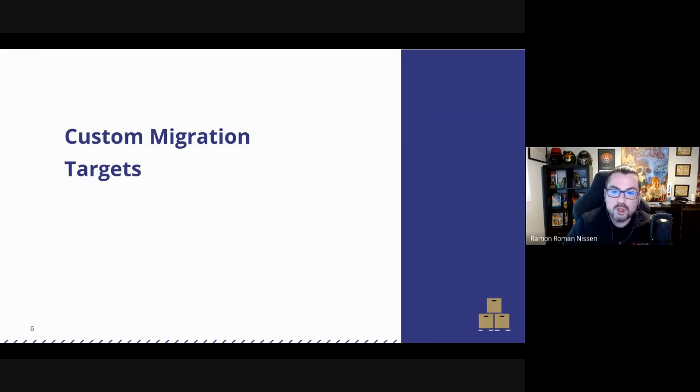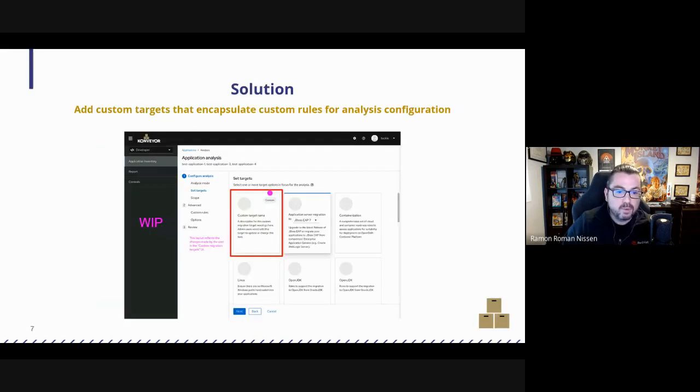So the solution for basically making the lives of these migration teams or factories easier will be to add something that we call a custom target that will encapsulate the custom rules, and then would allow the migrator to just have something pretty similar to what they already have in the set targets in the target definition screen from the analysis wizard. So it's just a matter of having an additional card that provides this custom migration target that they just can select, and that will be it.